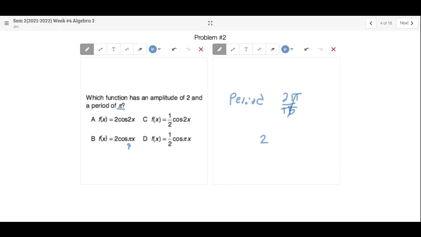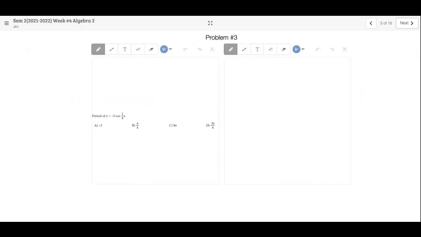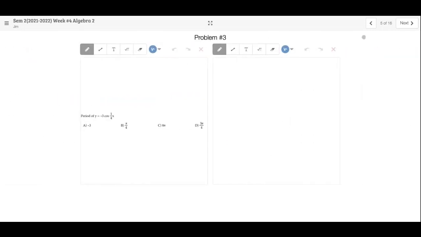All right, question number 3, and then I'll take some questions here. It says, what is the period of the function y is equal to -3 cosine 1/4 x?